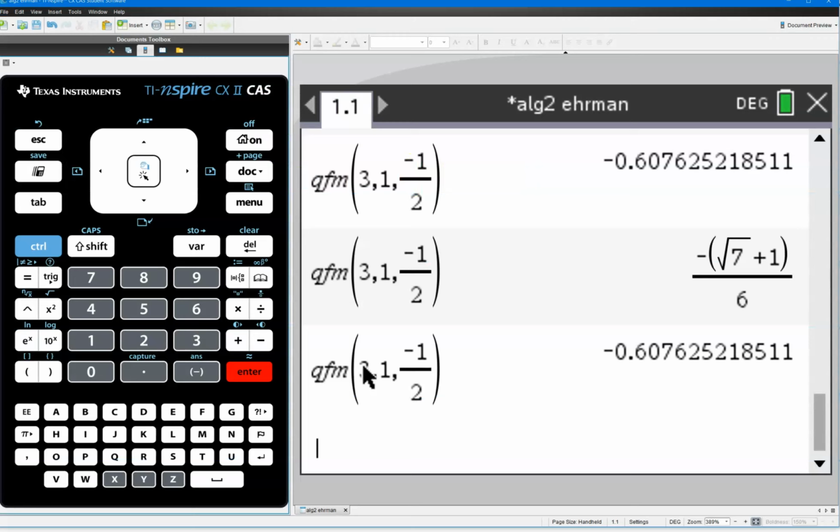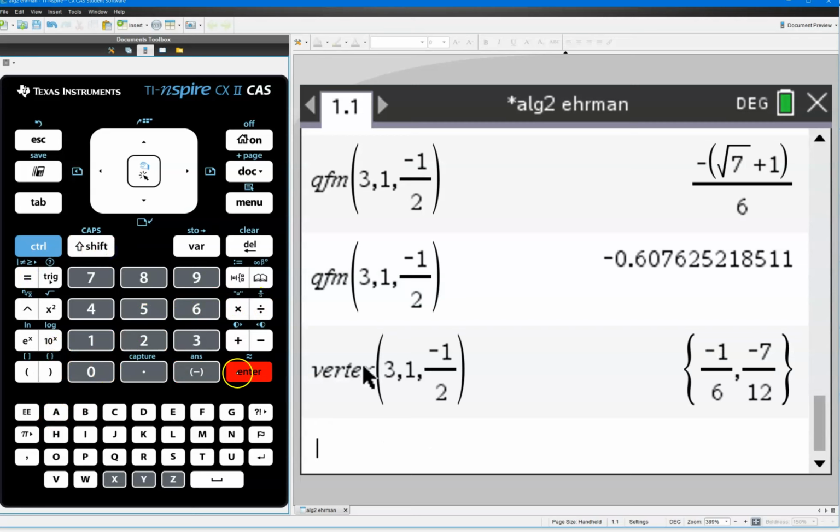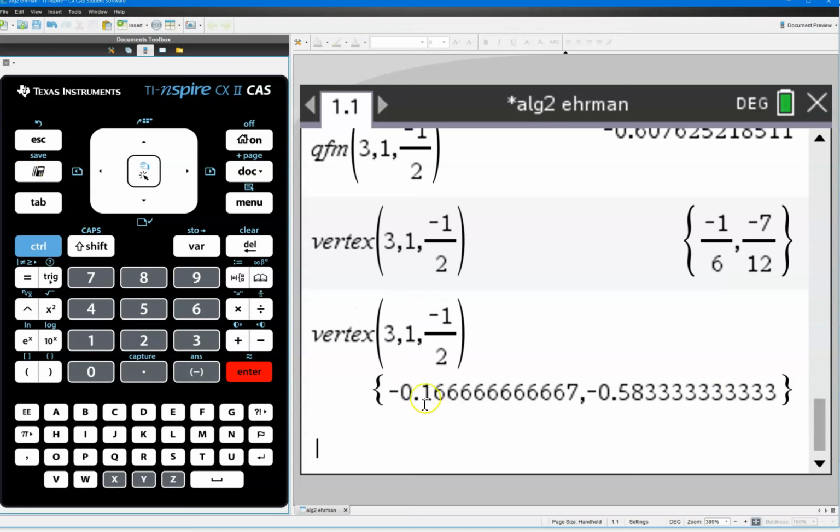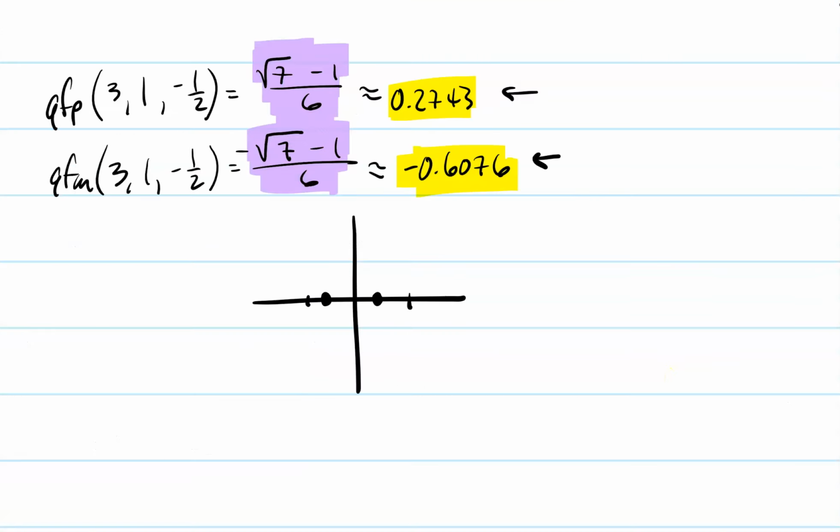Now I could take this one step further and evaluate the vertex and get a better idea for the shape of the graph. So if I call the vertex command, with an a value of 3, a b value of 1, and a c value of -1/2. Then when I enter that, I get a coordinate of -1/6 and -7/12. Again, those answers are okay, they're nice, but I think by pressing Control Enter and getting the decimal from that, I have a better understanding of what the graph's going to look like.